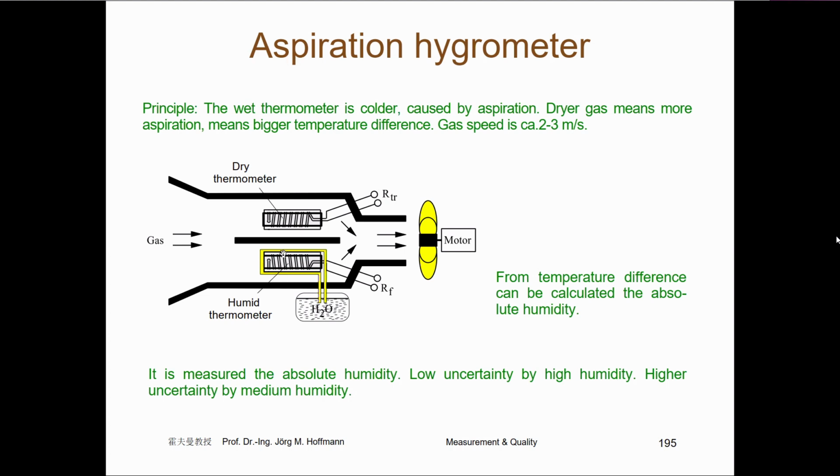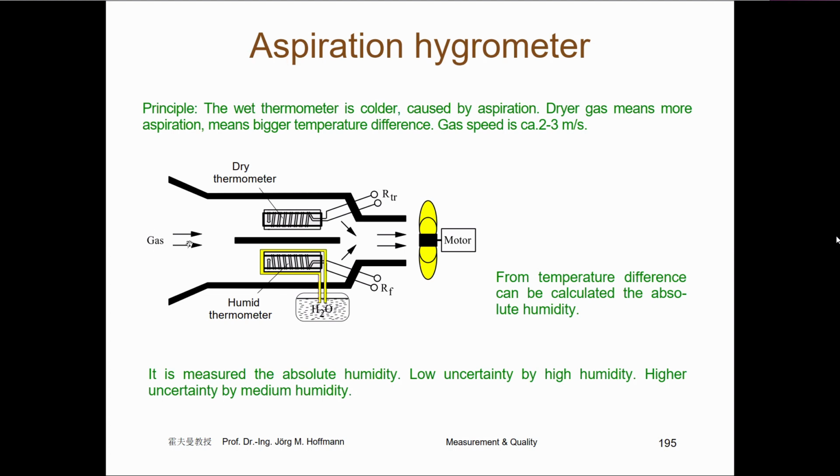So when you have a wet thermometer and you go with your air over this wet tube, it is like a sock on the thermometer, and you cool it down. When the gas is really dry, you cool it down very much, so that you get a big difference between the temperature of the dry thermometer and the temperature of the wet thermometer.